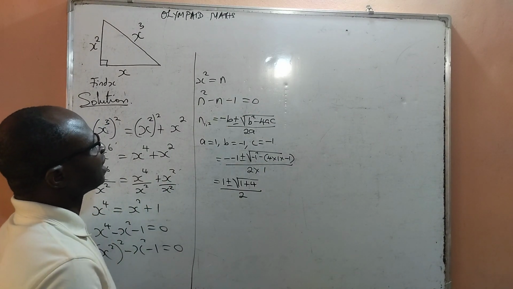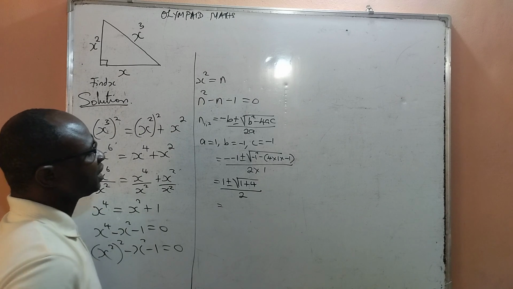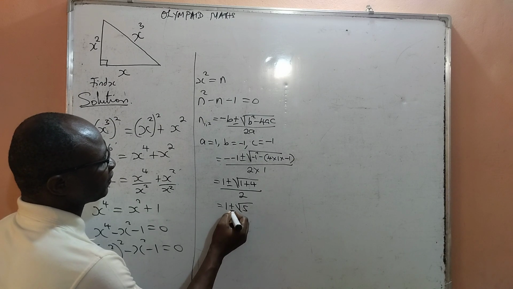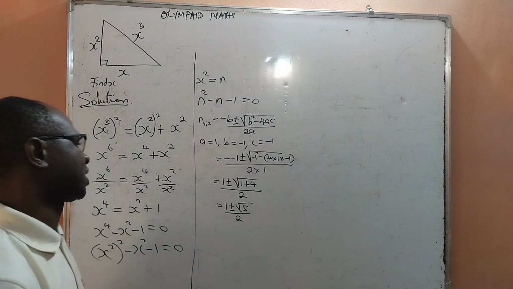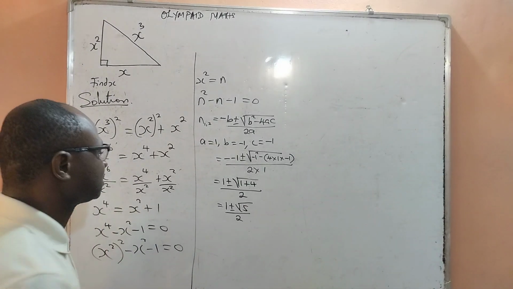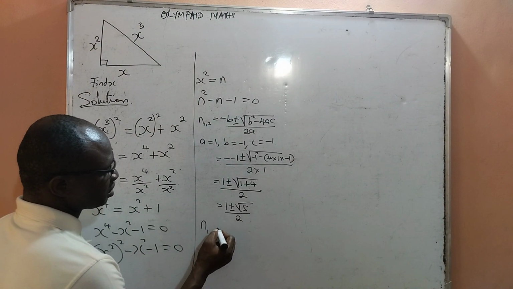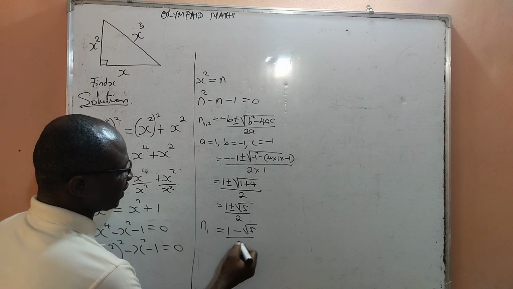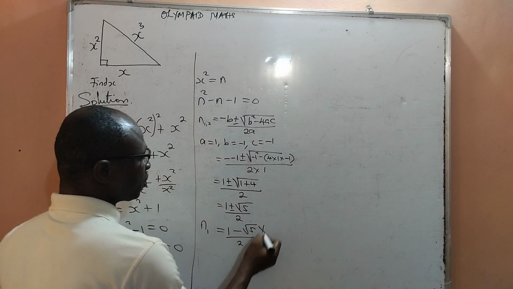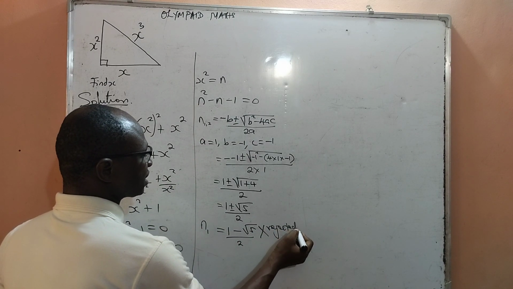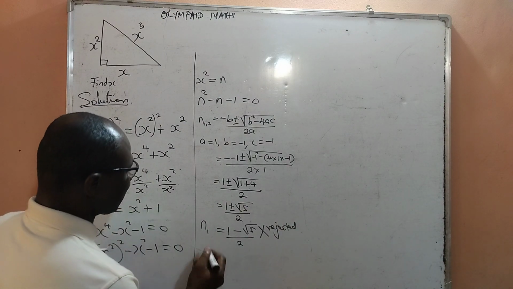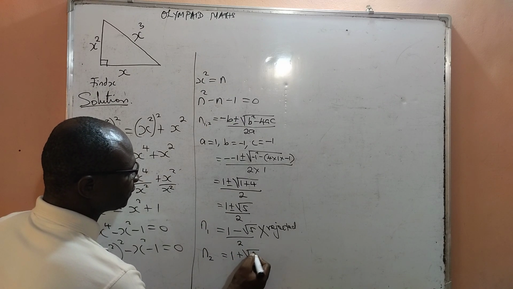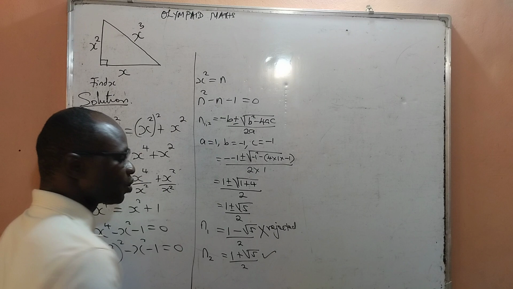Moving forward, I will have 1 plus or minus the square root of 5 all over 2, and this is the value of n. We can now say that n1 is equal to 1 minus the square root of 5 all over 2. But this will give us a negative value, therefore we will reject this. Also, n2 is going to give me 1 plus the square root of 5 all over 2. So we are going to work with this.